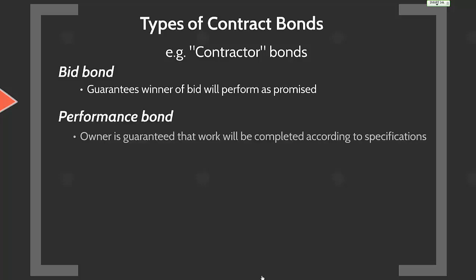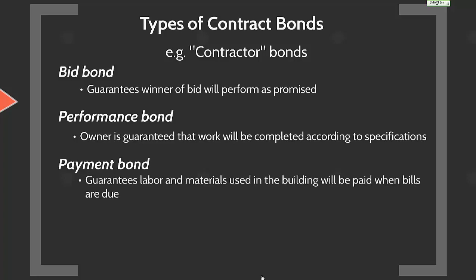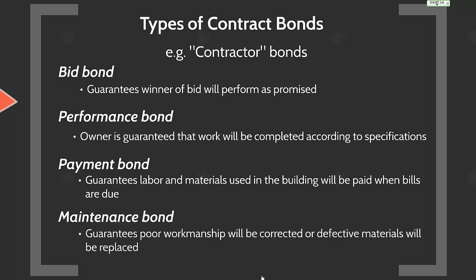A performance bond guarantees the owner that work will be completed according to specifications, and a payment bond guarantees that labor and materials used in the building will be paid when bills are due, and then a maintenance bond guarantees poor workmanship will be corrected or defective materials will be replaced, generally after the project has been completed. So many times, a single contractor will have to have all four types of bonds in order to get a project.